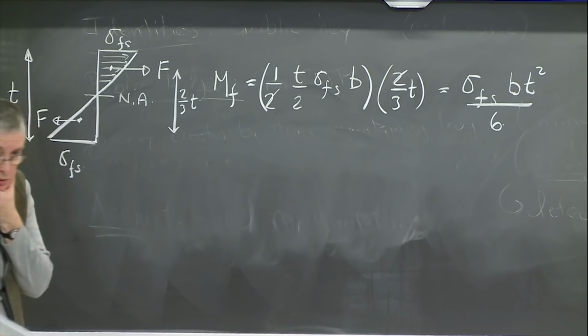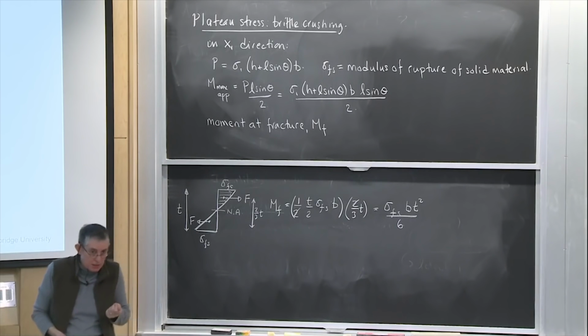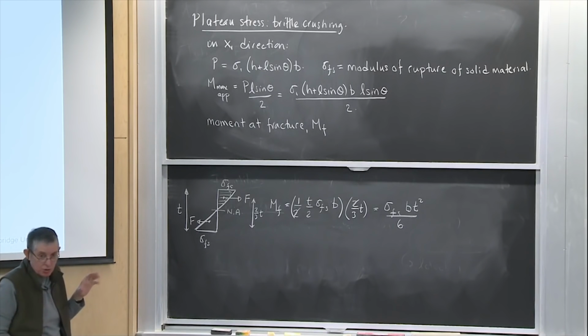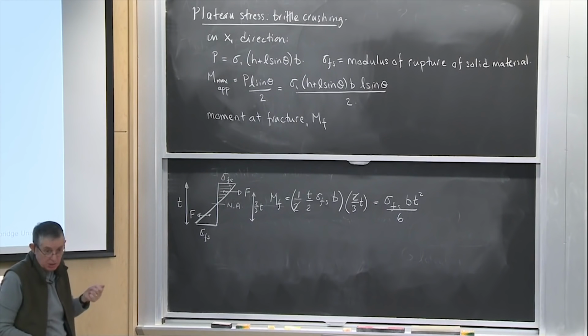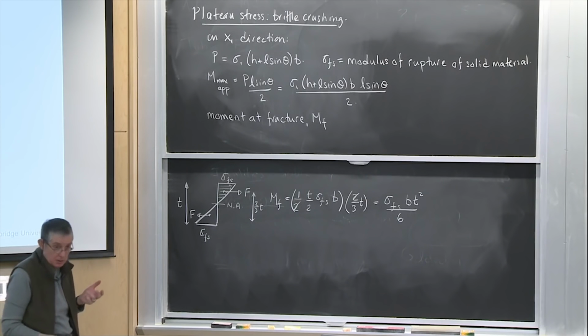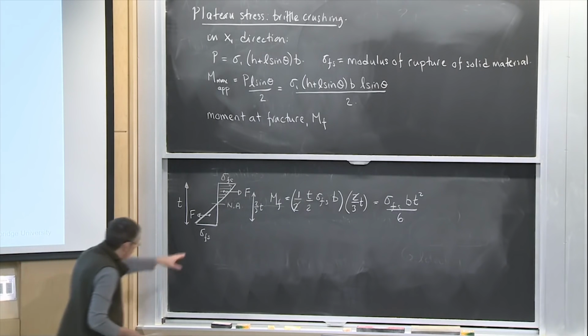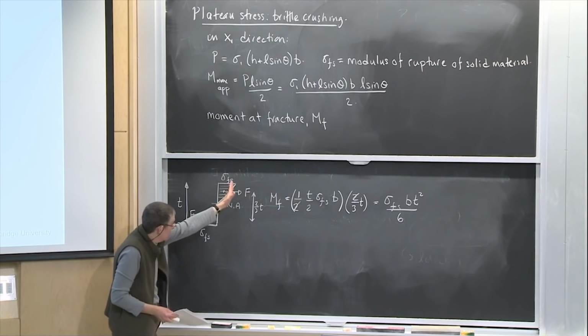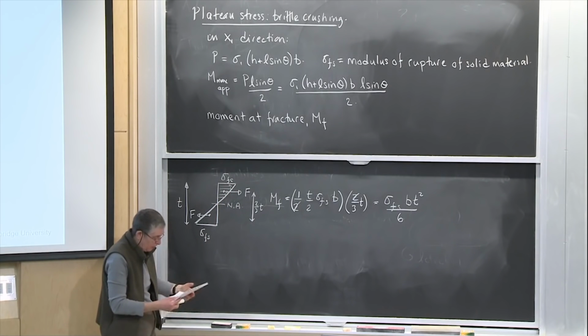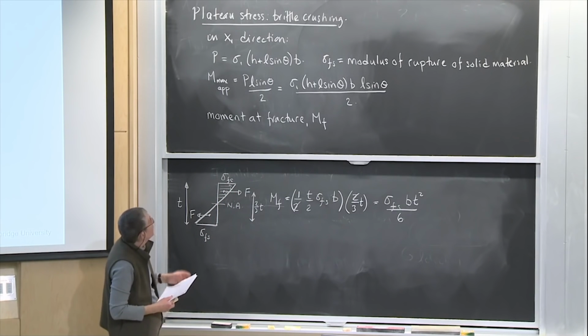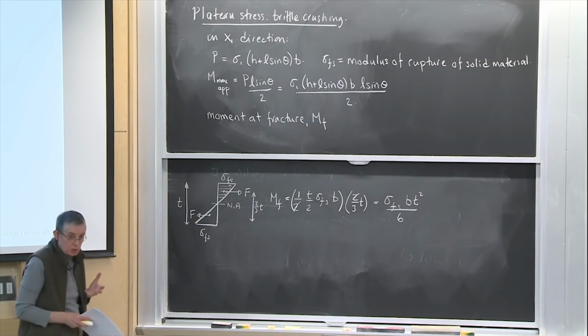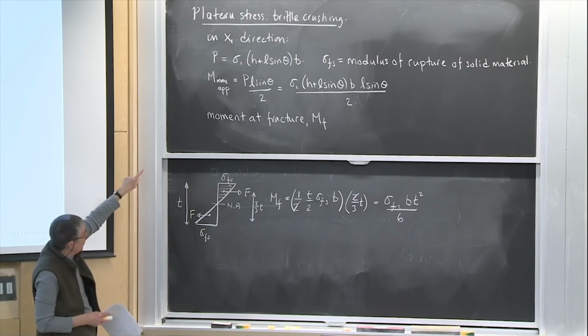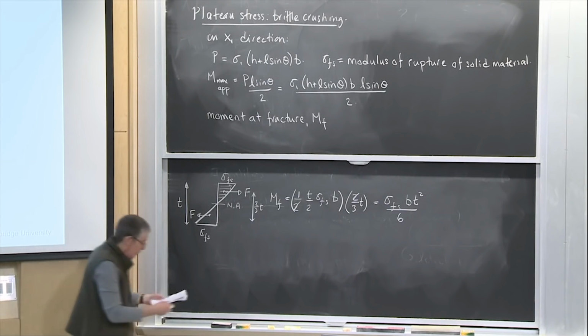Okay? So last time when we talked about the plastic moment, we did a similar calculation, and it worked out to sigma y bt squared over 4. Now this is sigma Fs, the modulus of rupture, times bt squared over 6. The 6 is just slightly different because we've got a triangle here instead of a kind of square shape like we had before. And now I can get the brittle crushing strength in compression by just equating that applied moment to this fracture moment.